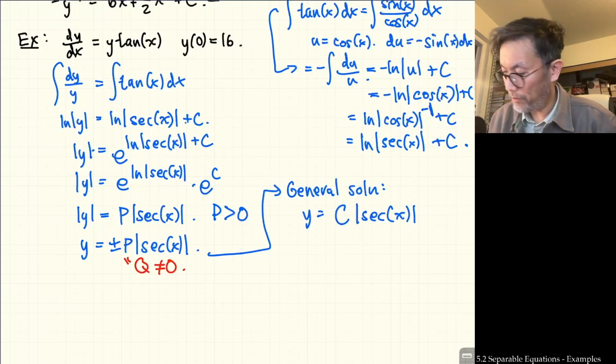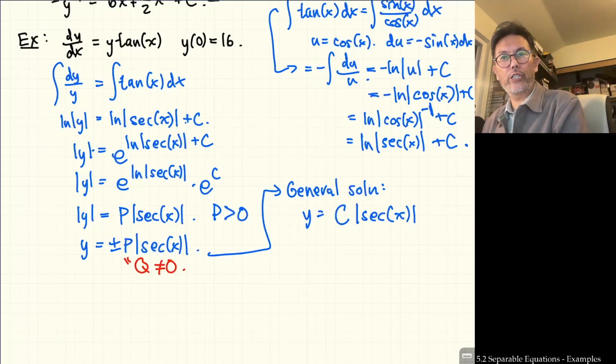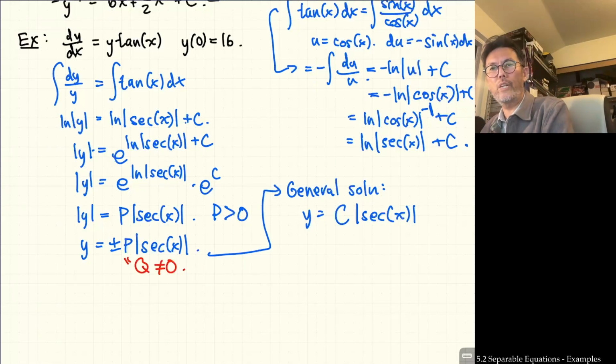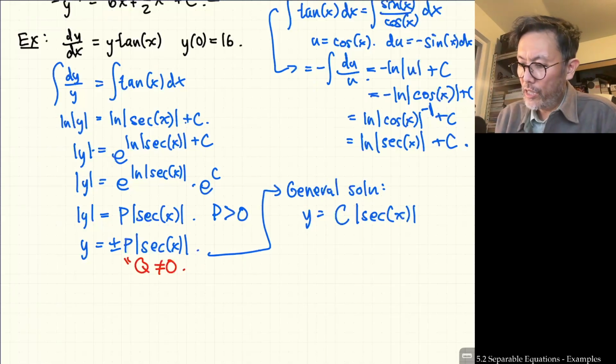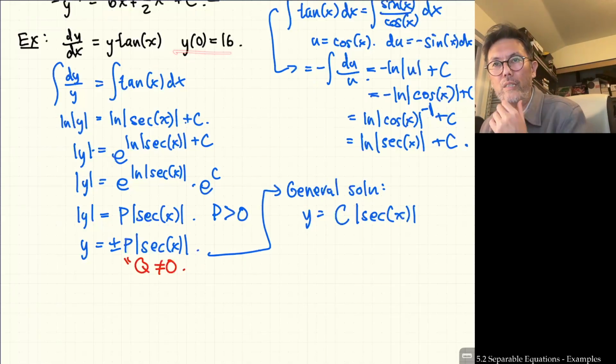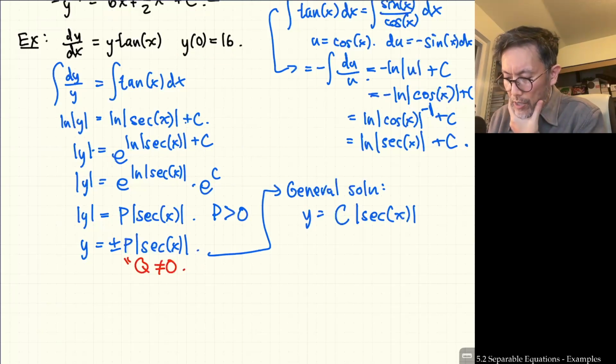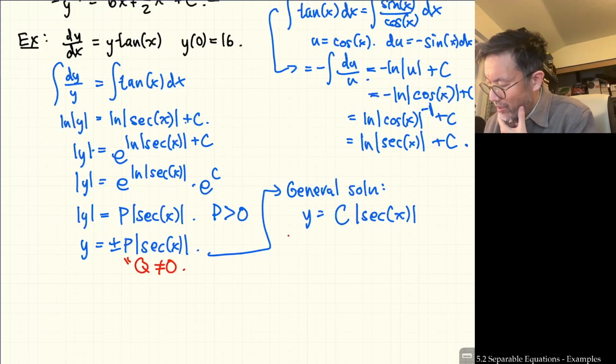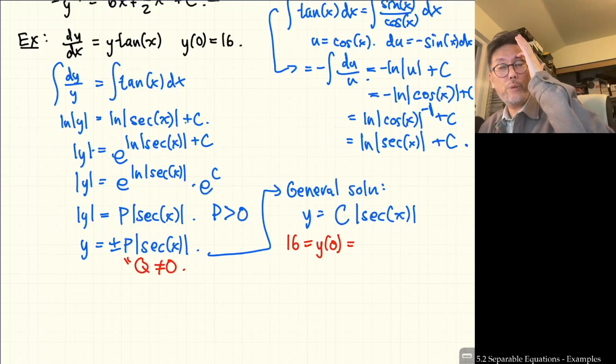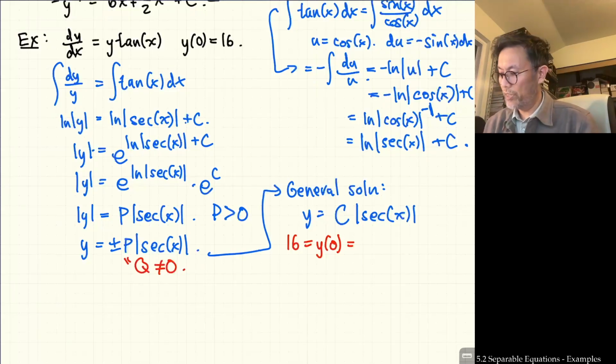Now I'm not done, this is the general solution to the differential equation. Now we want to employ the initial condition. The initial condition here is that y of 0 is 16. How do we use that? Here's how we use that. So 16 is equal to y of 0, but y of 0 is what we get by sticking 0 into the general solution. Secant of 0 is 1 over cosine of 0. Cosine of 0 is 1, and the absolute value of 1 is 1. So this is equal to c.